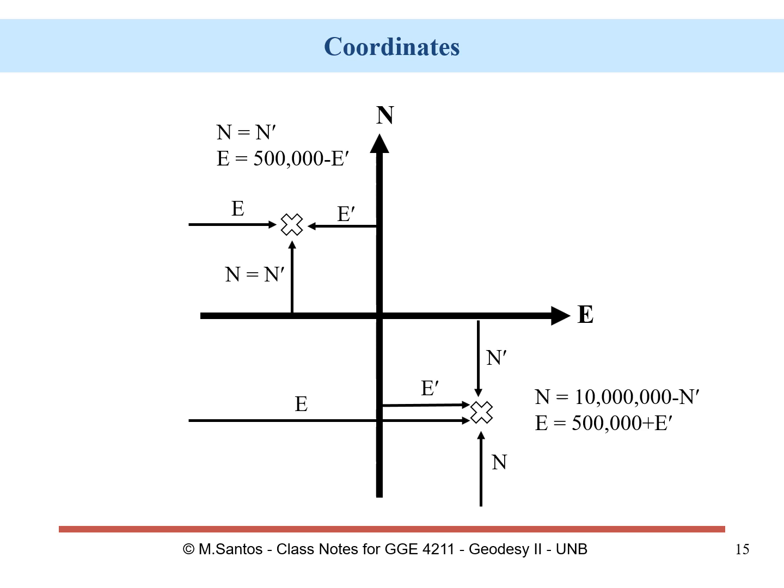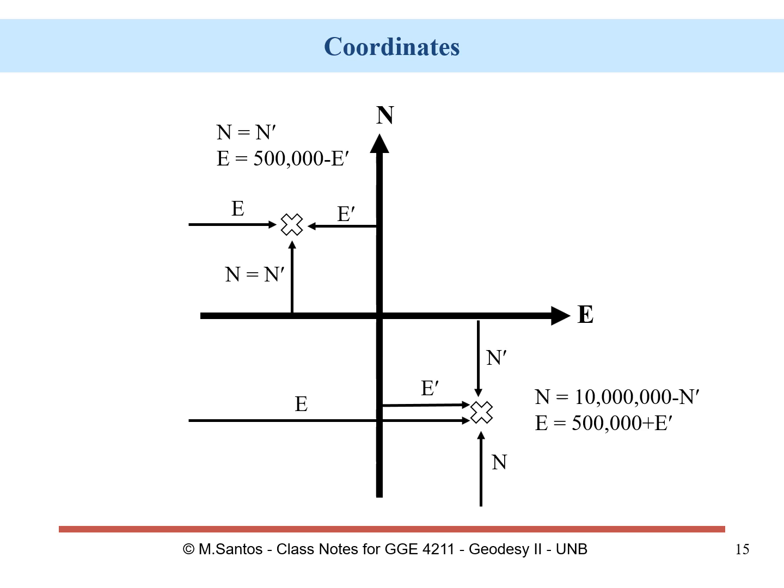Consider now these 2 points located east or west to the central meridian and north or south with respect to the equator. The coordinate N, or northing, of the point in the southern hemisphere is equal to the constant at the origin, 10 million meters, minus the distance between the equator and the point, N prime. The coordinate N, northing, of the point in the northern hemisphere is equal to the distance between the equator and the point, N prime.